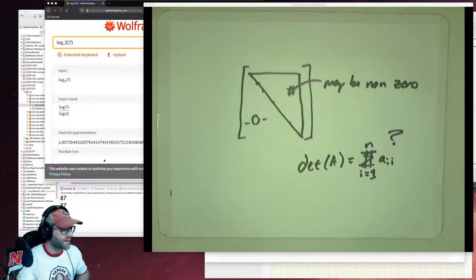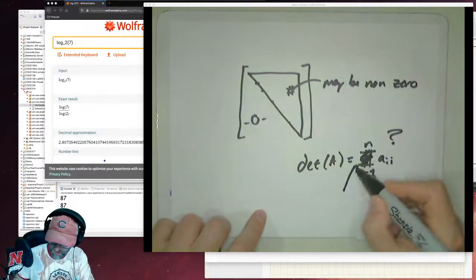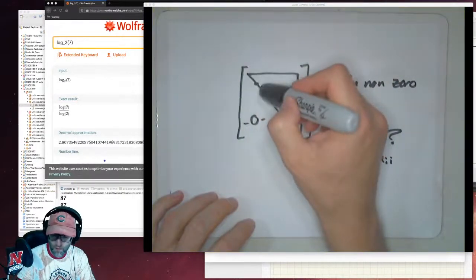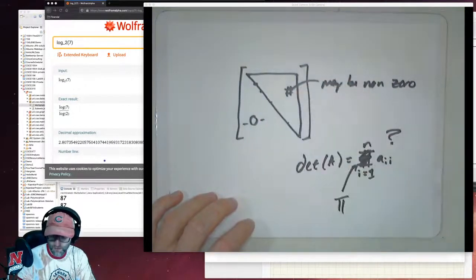Okay, yeah, I was right. It's the product. Okay, there we go. So it's the product, not the sum. There should be a product right here. There we go. So just take A11 times A22, A33, etc., all the way down.